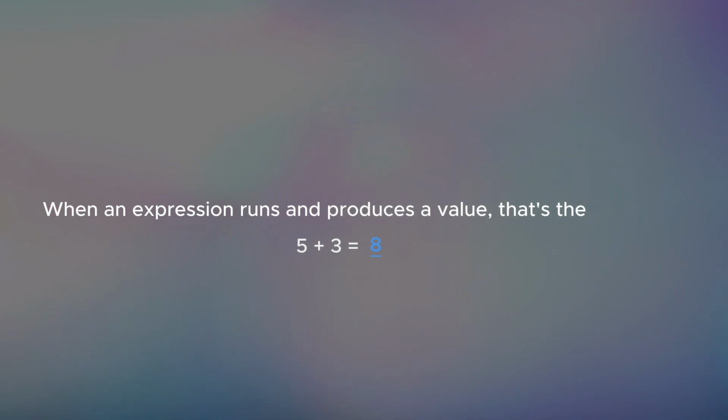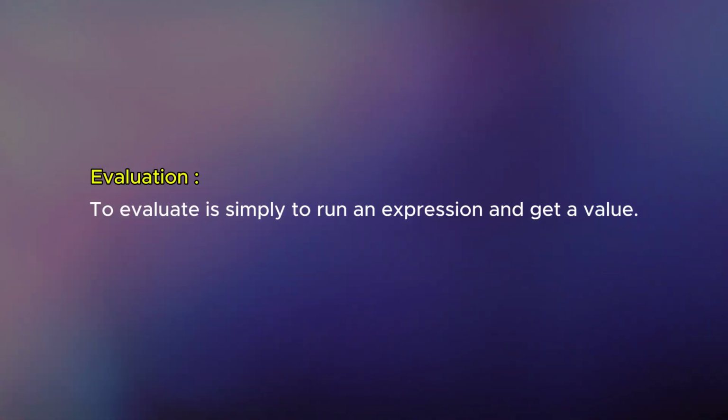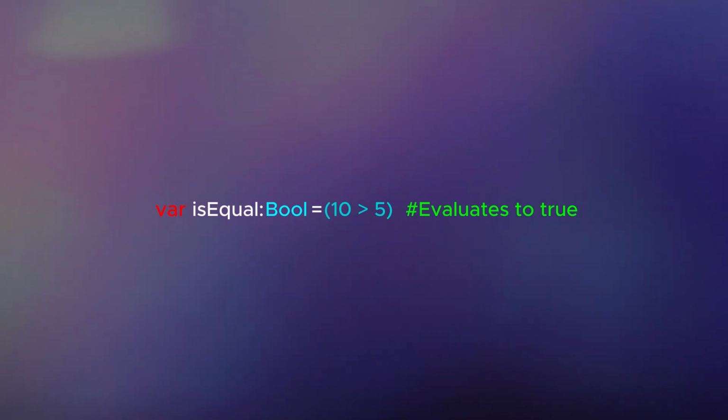Values. A value is the info your program works with. These can be numbers, text, or anything else your program needs. Results. When an expression runs and produces a value, that's the result. Evaluation. To evaluate is simply to run an expression and get a value. It's like executing a little math equation in your program.